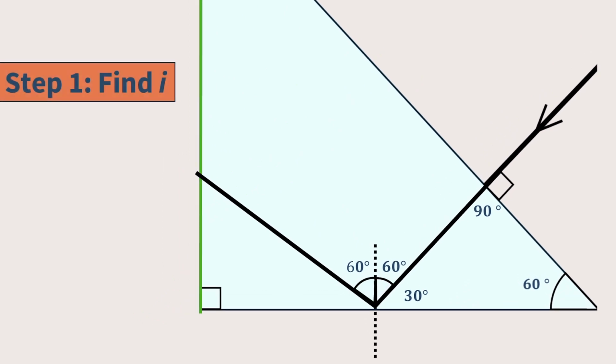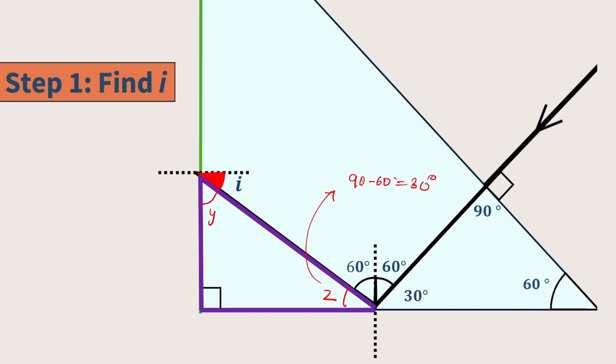Now let's look at the next surface where the light is hitting. Again we have to find angle of incidence. To do that, we'll draw the normal. We'll mark the angle I. In order to find I, we need to find Y and we need to find Z. You can look over here, there is a triangle. To find Z, we can subtract 90 minus 60, which is equal to 30. And to find Y, we can use sum of angles in a triangle property. So Y plus 90 plus 30 is equal to 180. Y is equal to 180 minus 120. Y is equal to 60.